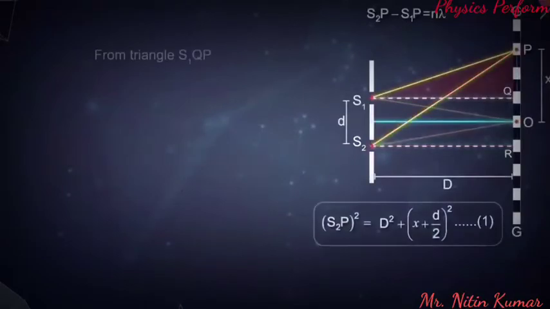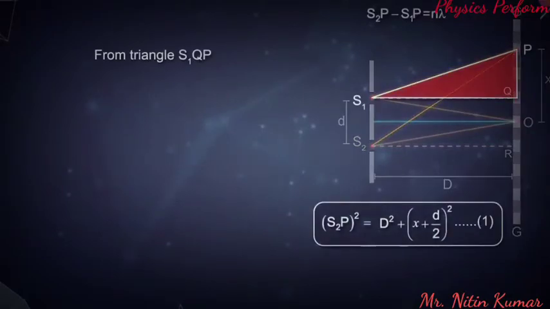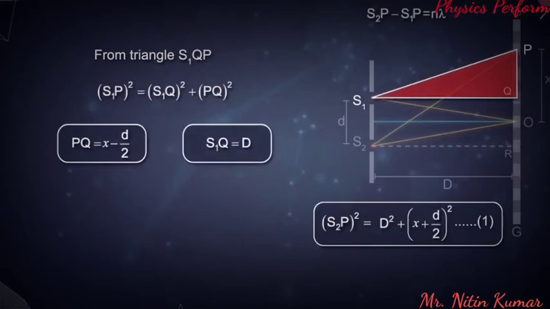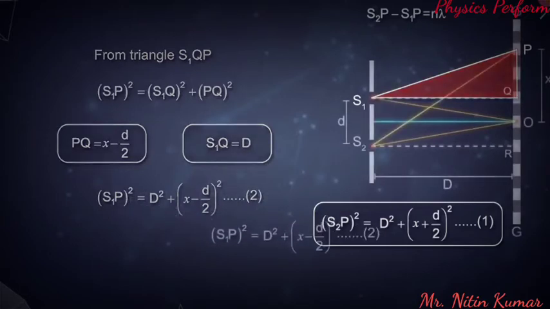Similarly, from the triangle S1QP, S1P square is equal to S1Q square plus PQ square. Here, PQ is equal to x minus d by 2 and S1Q is equal to capital D. Substituting these values, we get S1P square is equal to D square plus (x minus d by 2) the whole square. Let's call this as equation number 2.